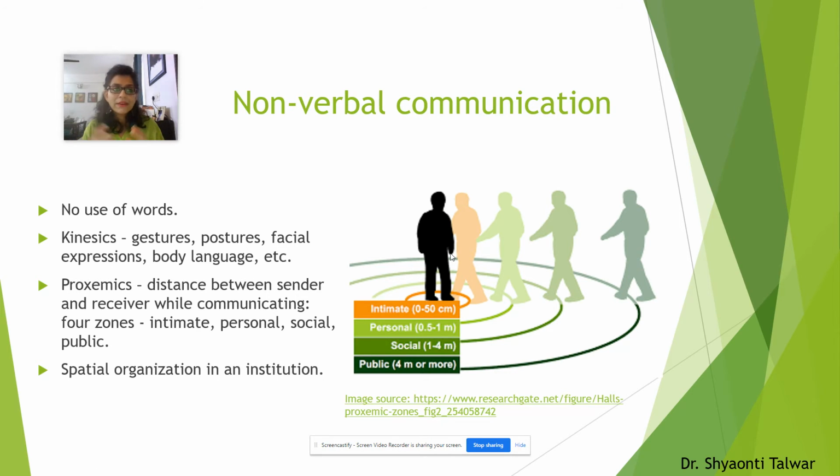So, like a mother and a child, or maybe a husband and a wife, or if you are two siblings, you're very attached to each other, or maybe even best friends. So, when you're hugging a person, or when you're standing very close to a person and talking to that person, that is the innermost or the intimate zone. And the range of distance is 0 to 50 centimeters between the sender and the receiver.